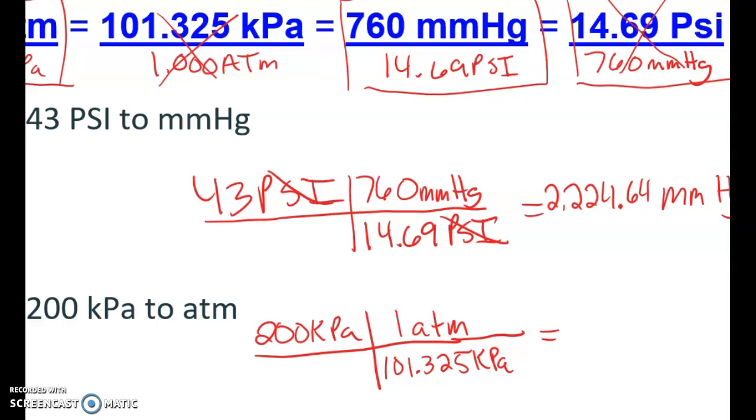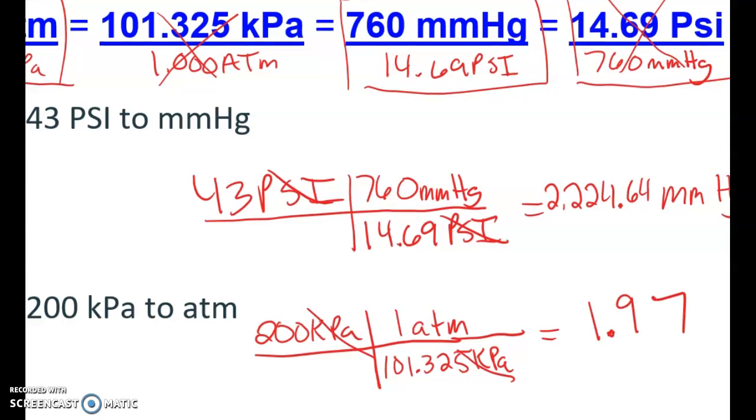Now, when I go ahead and calculate this, kilopascals cancels with kilopascals. 200 times 1, I divide it by 101.325, and I'm left with about 1.97 atmospheres. I just go two places past the decimal again. So it's almost 2 atmospheres, right? Because it looks about doubled. Okay, so that's how we set them up using dimensional analysis.